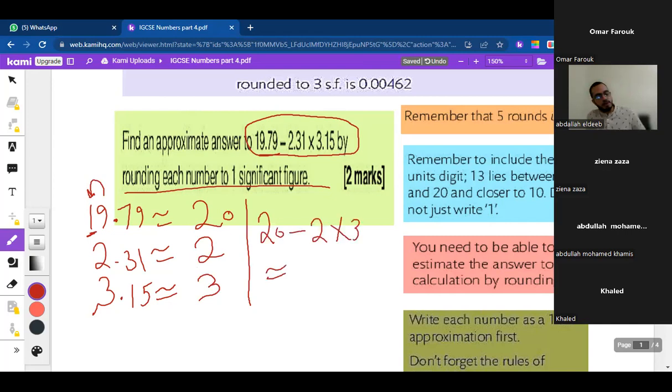Omar, what is the answer of this one? 20 minus 2 multiply 3. 20 minus 2 times 3, yes, it would be 14. Yes. Okay, guys.